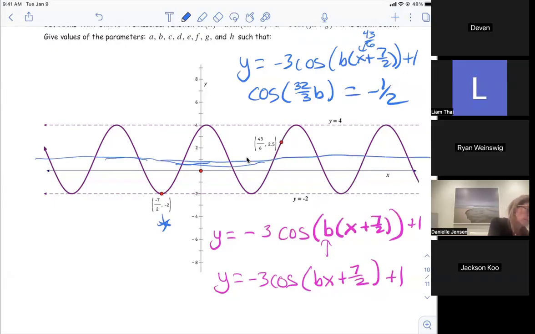The reason you're wrong is, here's your starting point, and notice one full period is to this point. Even though you're right with the quadrant two angle, it's more than one period away. The 43π/6, 2.5 point is a quadrant two angle, but 2 pi away from your starting point. So it should be 32 over 3b equals 2 pi plus 2 pi over 3.